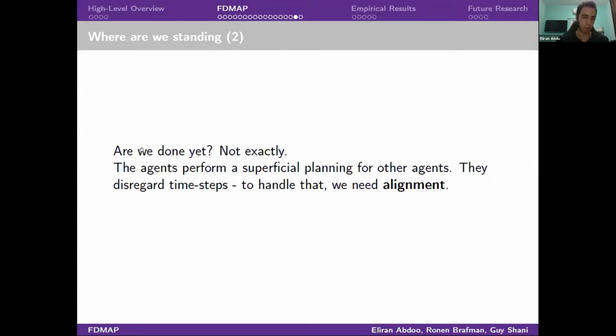So after we solve them, we obtain the set of policies, but we're not really done. The agents perform a superficial planning for other agents. As we said, for example, if we determinize the private actions of other agents, the agent could completely apply them in a single time and just assume they happen without really reasoning about what actually happened. And so to handle that, we need an alignment process.